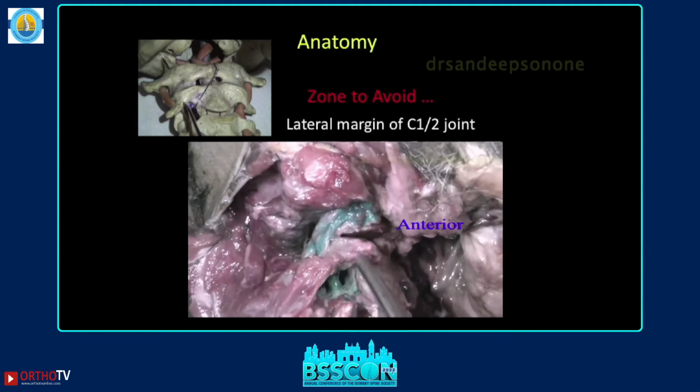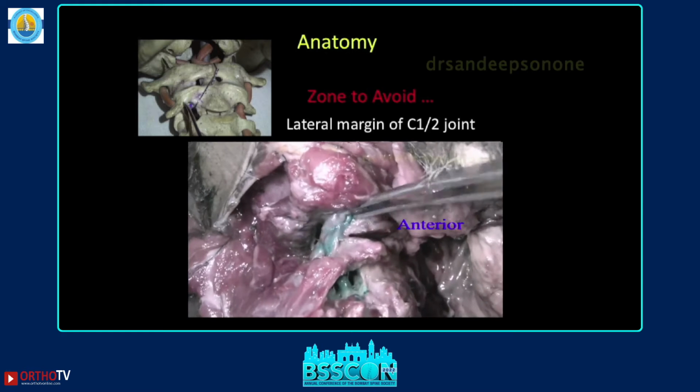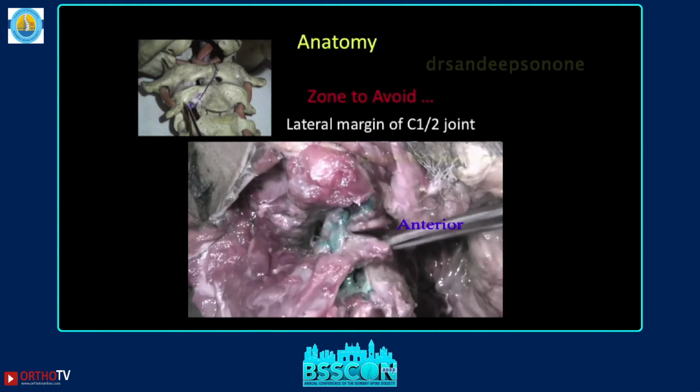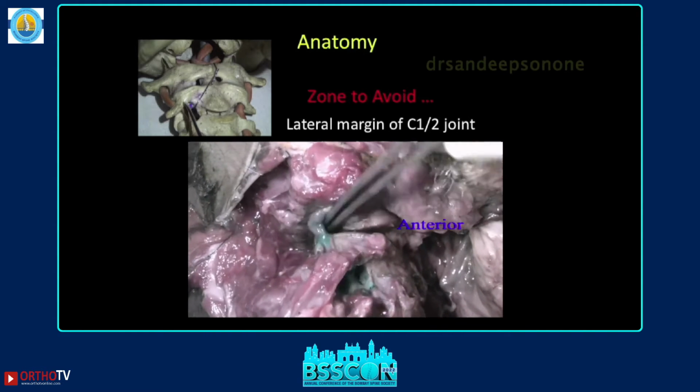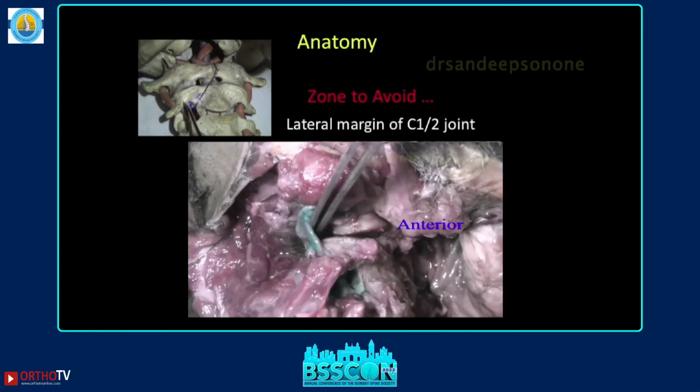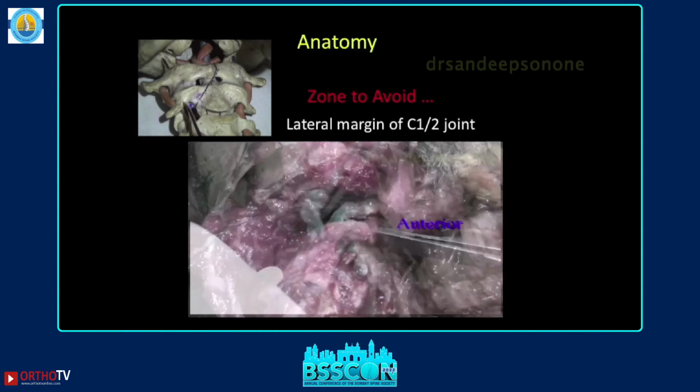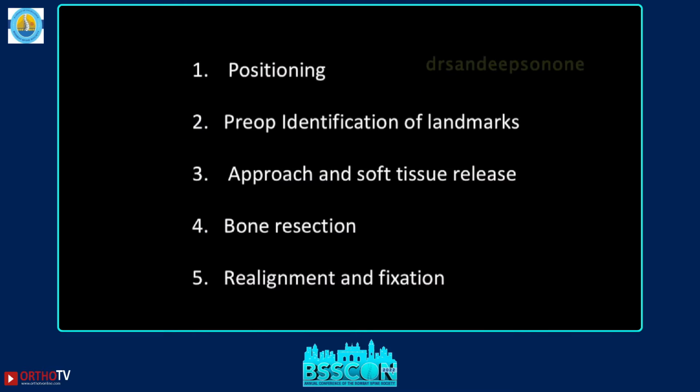So it's important to identify the zones which you are supposed to work on, and also important to identify the zones to avoid while doing the dissection or exposure. Now the approach would cover the positioning of the patient, the preoperative identification of the various landmarks on X-ray, the approach and the soft tissue release along with the bony resection, and finally the realignment and fixation options.